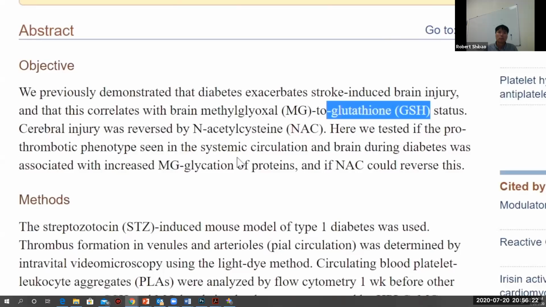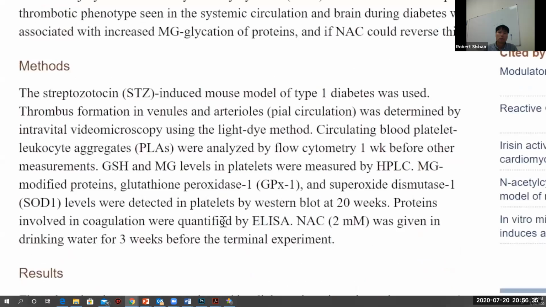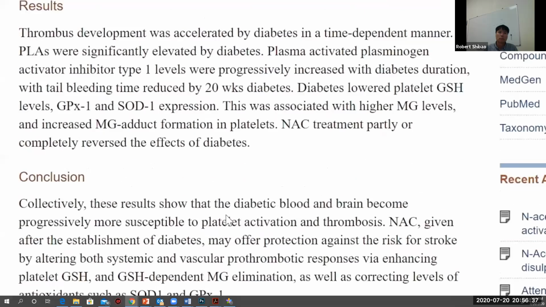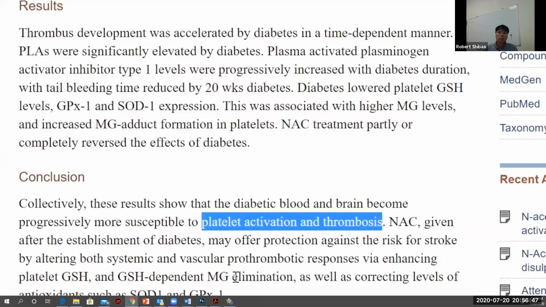Here we tested if the prothrombotic phenotype seen in the systemic circulation and brain during diabetes was associated with increased Mg glycation of proteins, and if NAC could reverse this. So what they did was they gave NAC, and this is what they showed. They said collectively these results show that the diabetic blood and brain become progressively more susceptible to platelet activation and thrombosis. I would have to assume that this might be through the same process of oxidative stress.